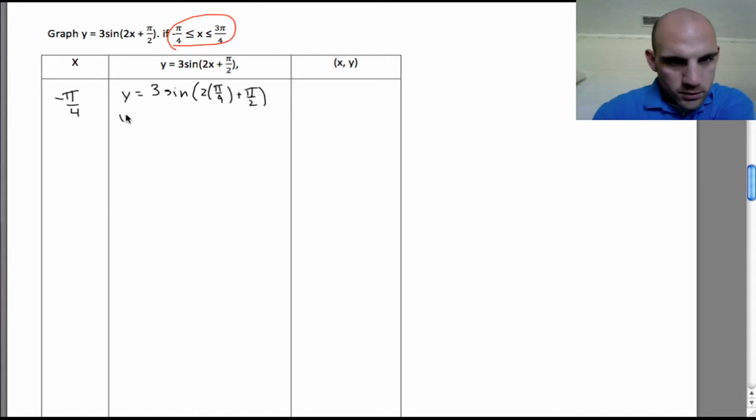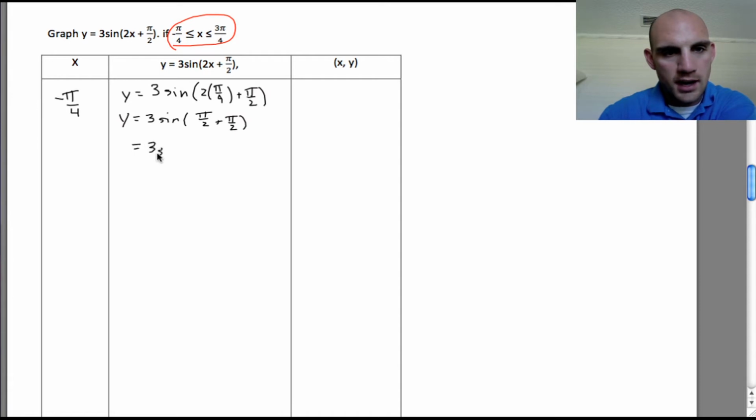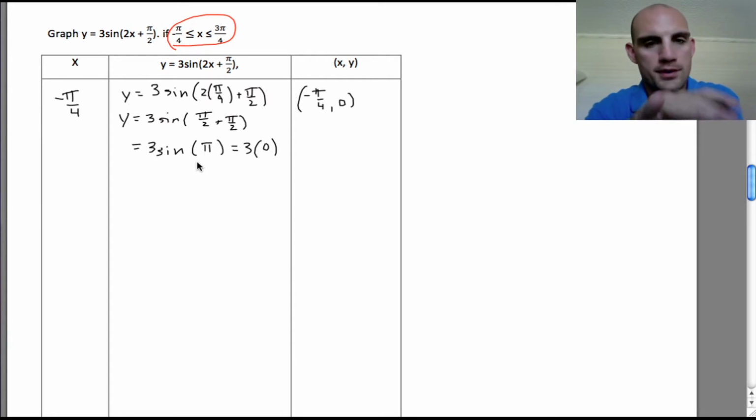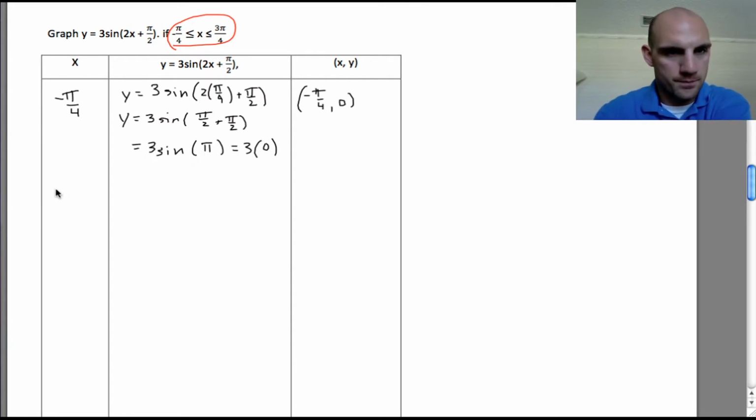Stay with me here, guys. Y equals 3 times the sine of 2 times a fourth would be a half, so that's pi over 2, plus pi over 2. So this is going to be 3 sine of pi, which is going to give us 3 times 0, which is going to be 0. So my first point is negative pi over 4, comma 0. Okay? We're not always going to do this, but when we do it, we need to be thorough with our work.